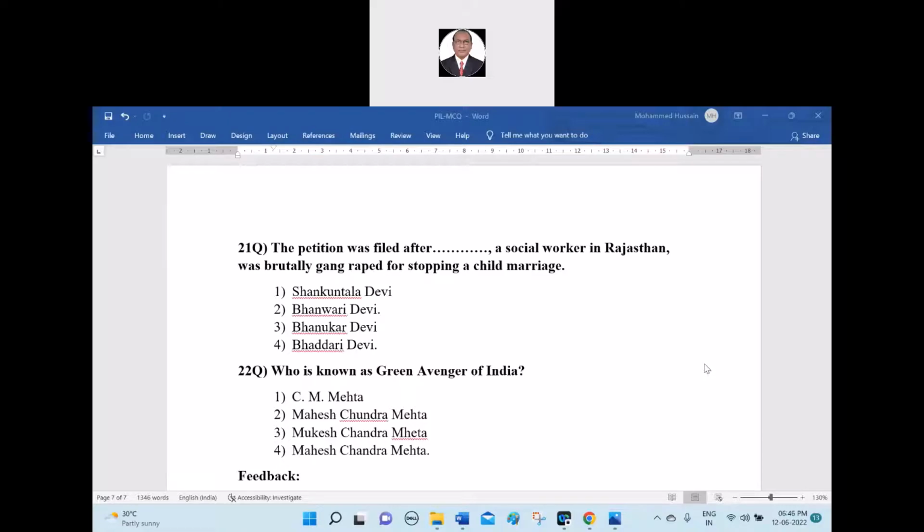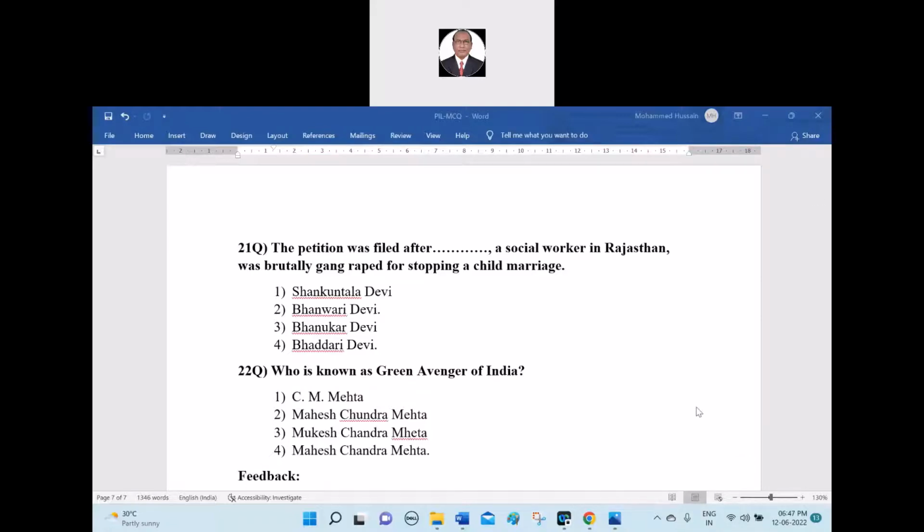Which one is the correct answer? Read the spelling. I think Mukesh Chandra Mehta, sir. Correct? 1, MC Mehta, we know. Or 3, or 4. Is it 1? Is it 2? Is it 3? Is it 4? Which option is the right option?